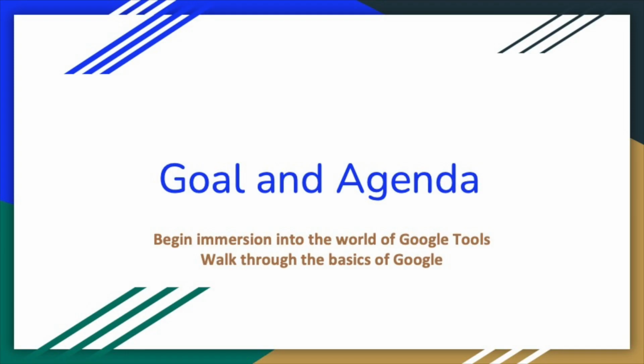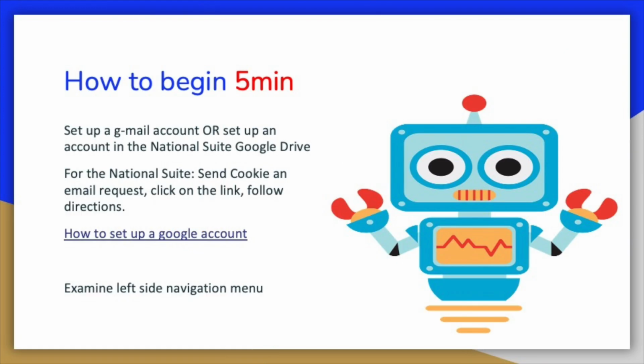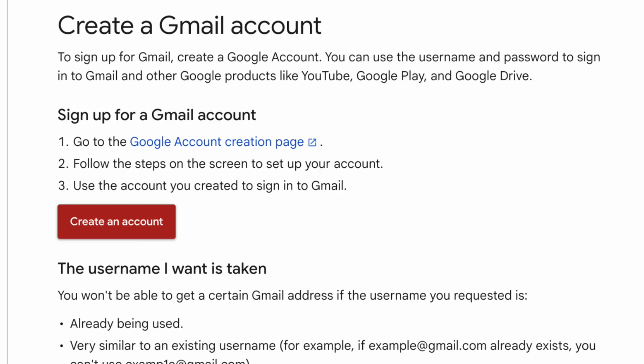We are going to get immersed in the world of Google tools, and we're going to walk through just the basics of Google. Okay, so how to begin. You need to set up a Gmail account. We just Googled how to set up a Google account, and this magic thing came up telling you exactly how to set up a Google account. You go to the Google account creation page, they give you the link there. You follow the steps on the screen and you set up your account. It's really easy, all right? So setting up a Google account is not hard.